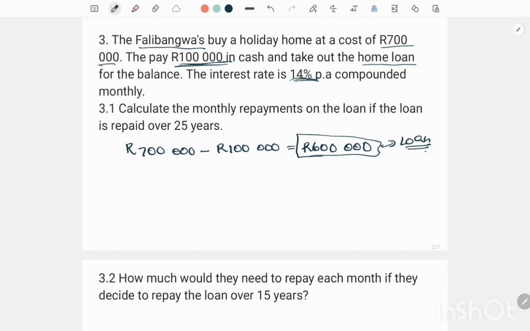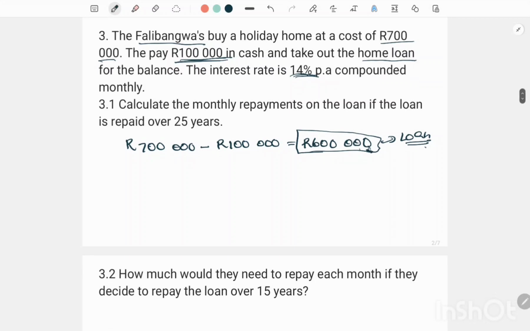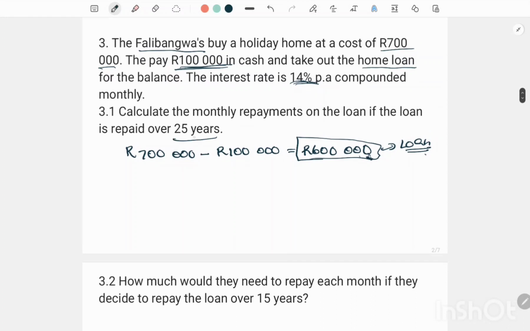So they have to pay monthly payments for this amount, for this 600,000. So it means the loan can be repaid over 25 years. So it means your interest is going to be 14 over 1.2.